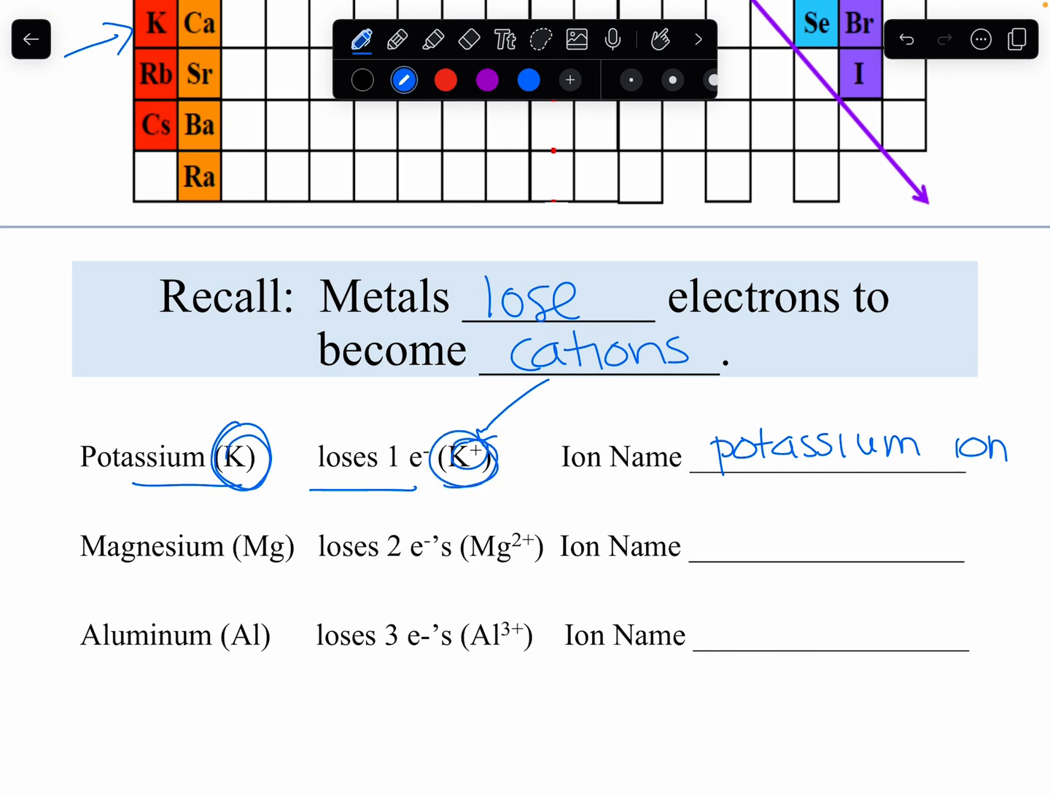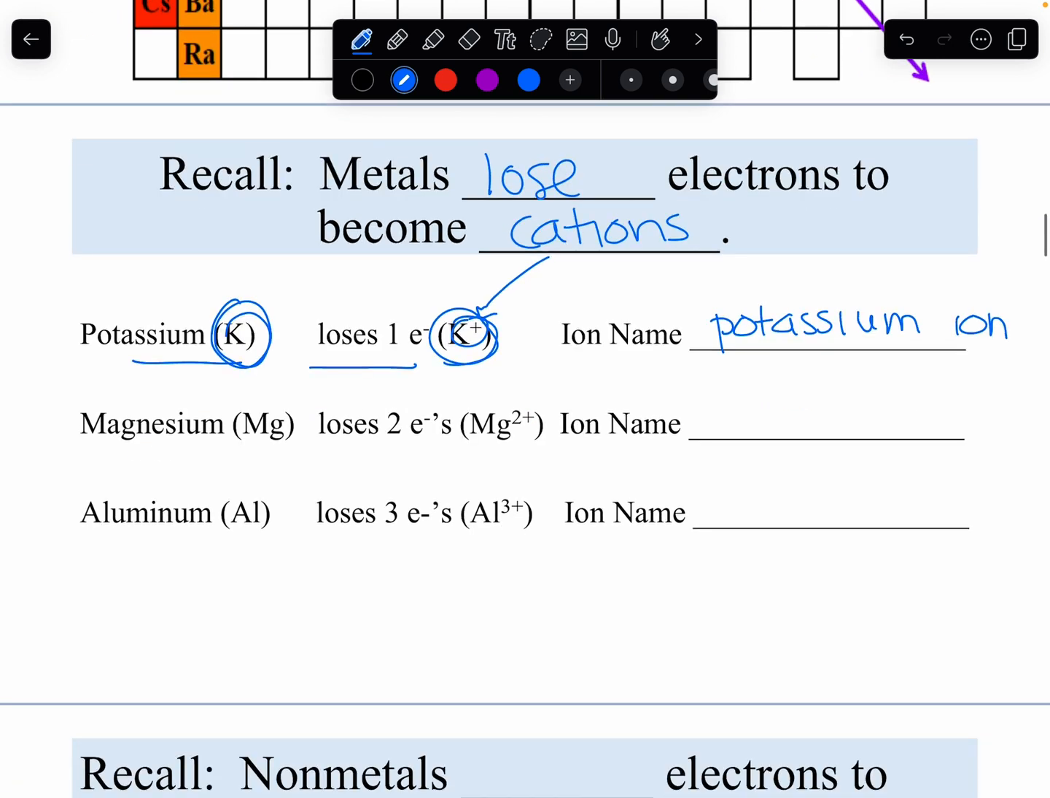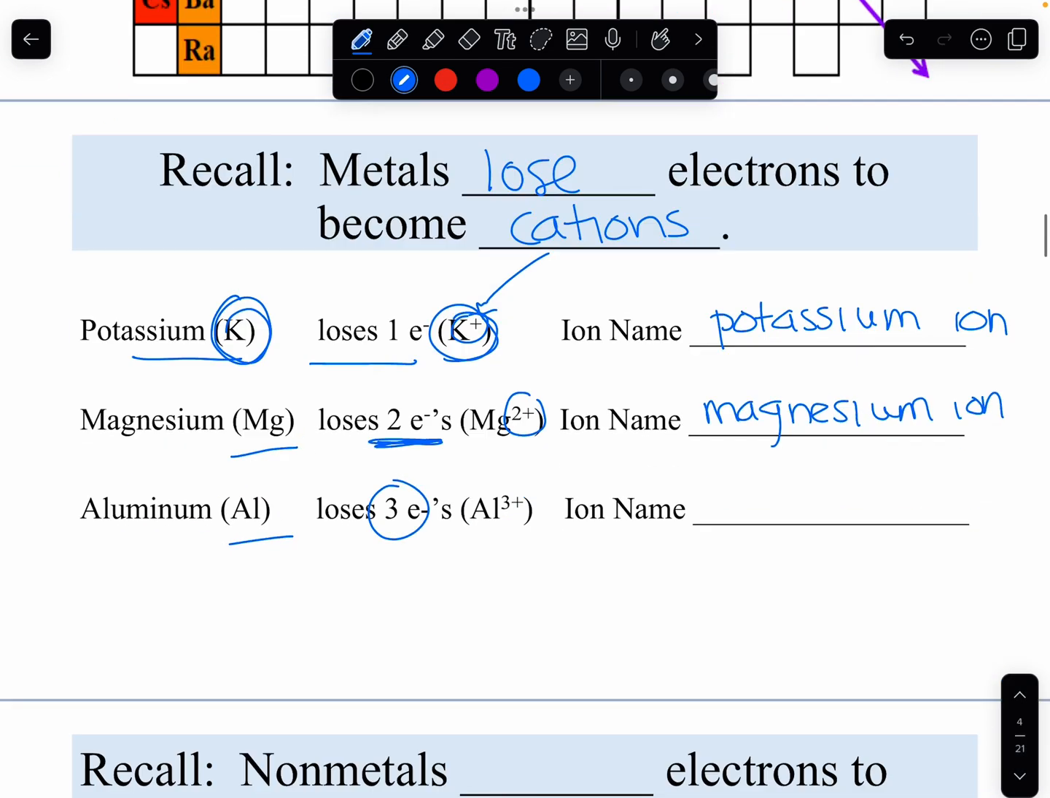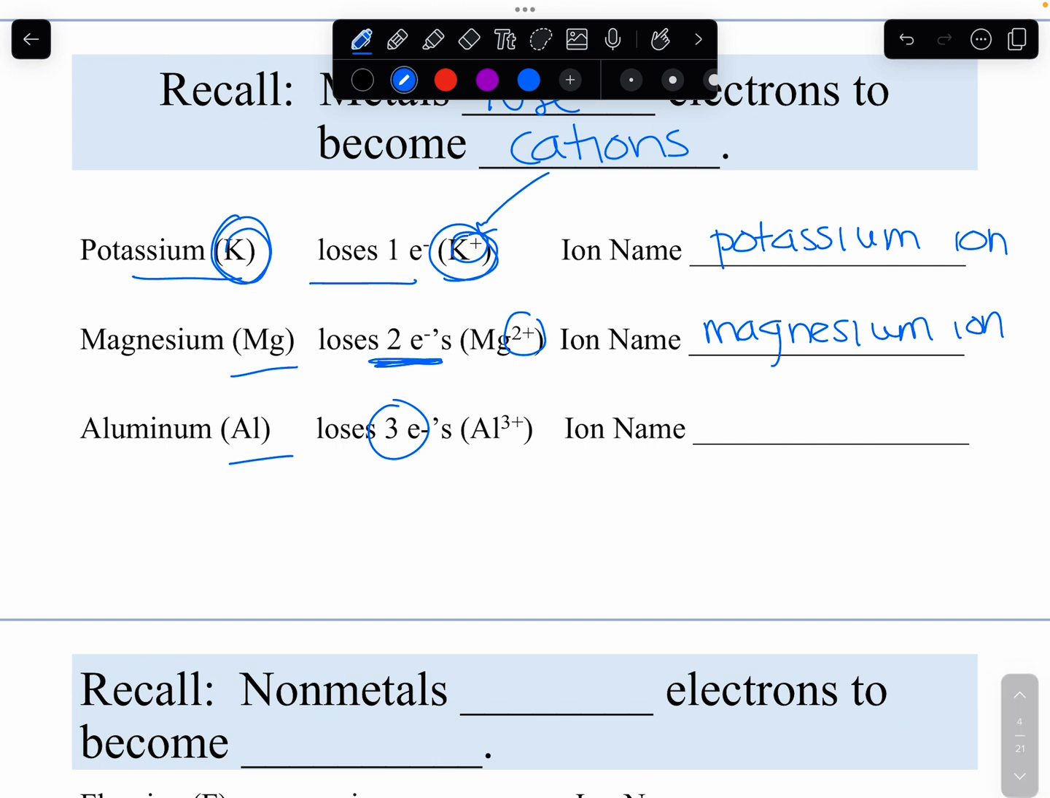Okay, so it has to lose or gain electrons. The next one is magnesium, but that is the atom. This +2 charge means it loses 2 electrons, and it becomes magnesium ion. And then we have aluminum, loses 3, and again you can see aluminum in the +3 column. And so we're going to call that just aluminum ion.